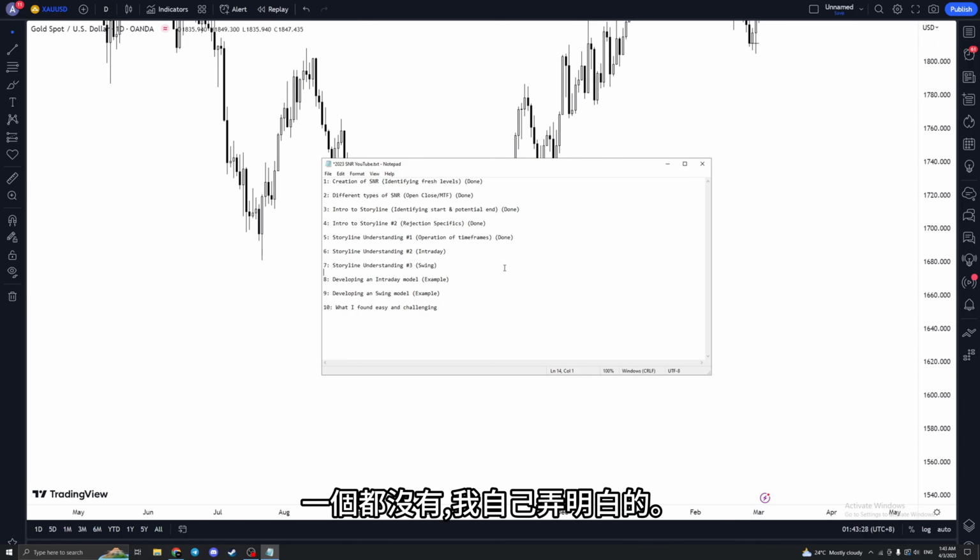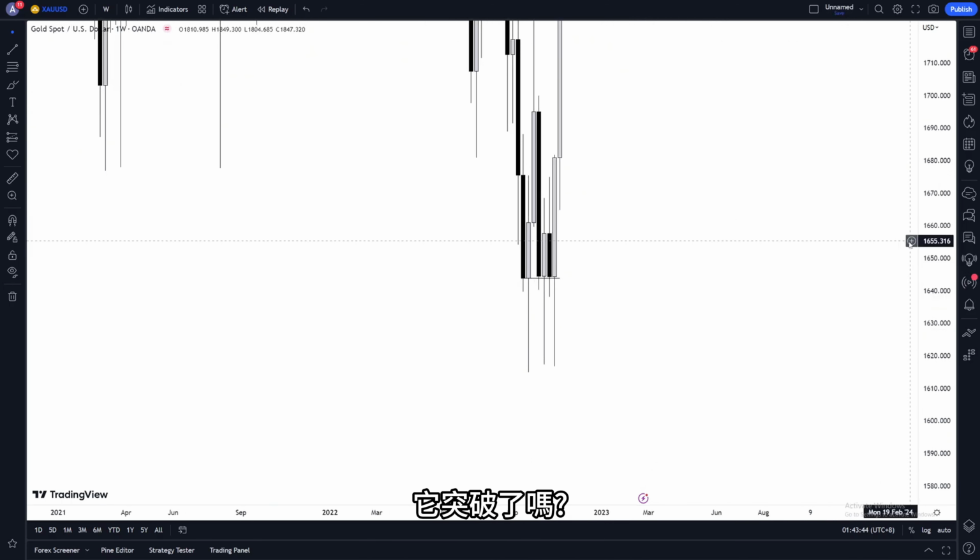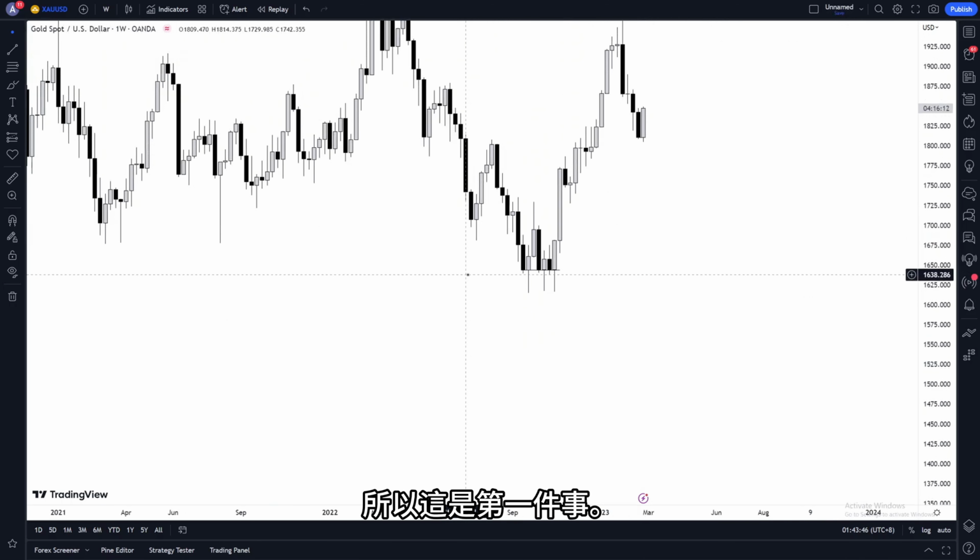But this is the thing. When you're wondering, Avi, how do I know how many times it can test before it moves? Here's the deal. Has it broken it? No, we've not broken the level. So that's the first thing. We've not broken it, so don't worry about it. We can reject multiple times. But when can I say, oh, okay, it's not fresh anymore? How many times? Rejected 4 times. How can I say it's not fresh anymore? Once the storyline has started. So keep that in your little notebook.